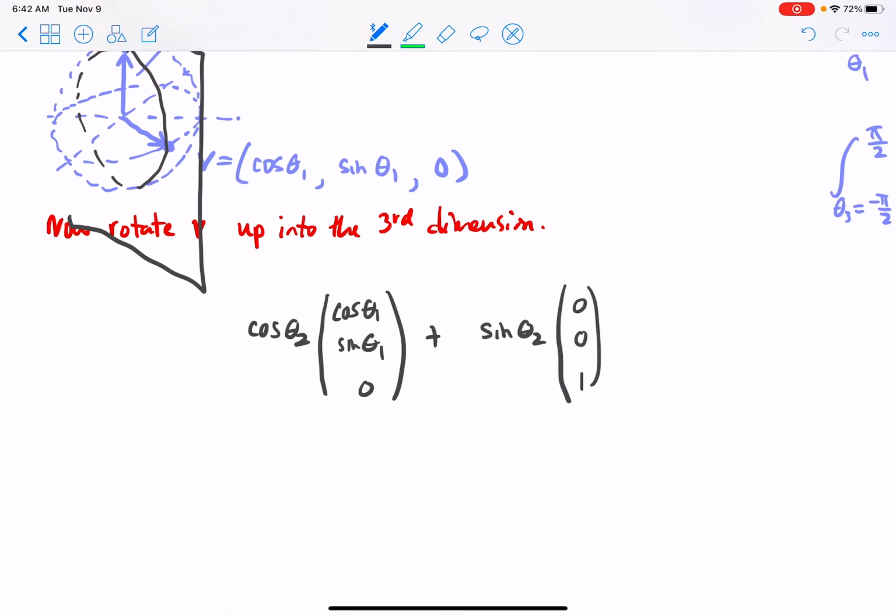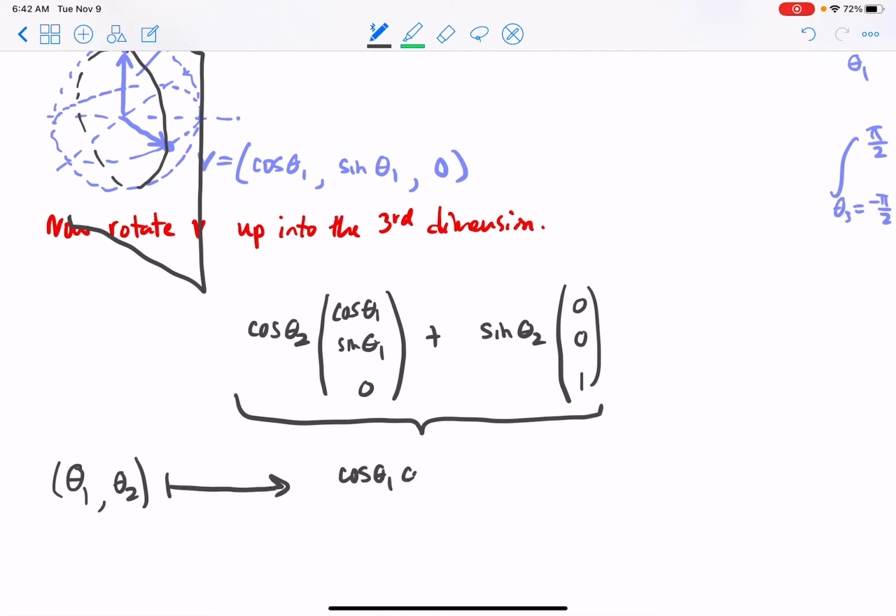And in this way, we get one formula that sends theta 1, theta 2 to what vector? Well, cos theta 1, cos theta 2, sine theta 1, cos theta 2. That's from these components. And then there's nothing from here because of the zeros. And the third component, all we get is a sine theta 2.